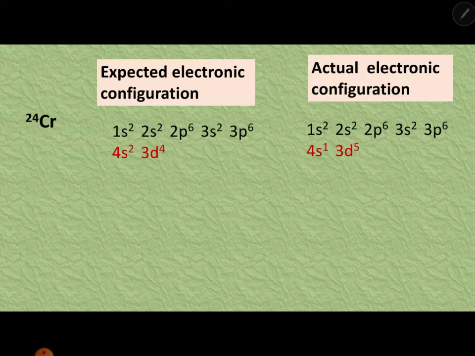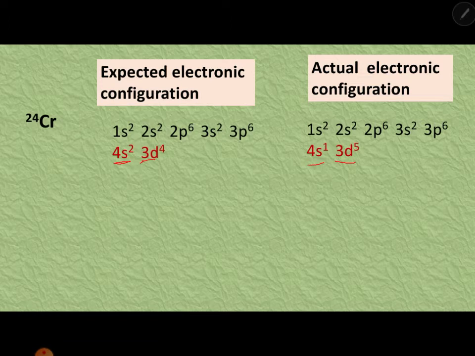The difference between the two is in the configuration of the last two subshells, 4s and 3d. According to the expected electronic configuration, there should be 2 electrons in the 4s subshell, whereas actually it has only 1. According to the expected electronic configuration, there should be 4 electrons in the 3d subshell, whereas actually it has 5.